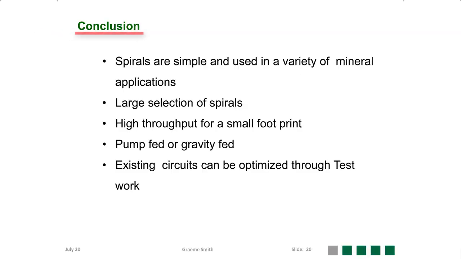So in concluding, spirals are actually very simple. They're used in a variety of mineral applications, as we've seen earlier. There is a large selection of spirals to choose from to get to the right application for you. We have high throughputs in very, very small footprints. You then can start to look at things like gravity feeding or pump feeding, which is going to suit your application. And existing circuits can be optimized through test work to deliver the results you're looking for.